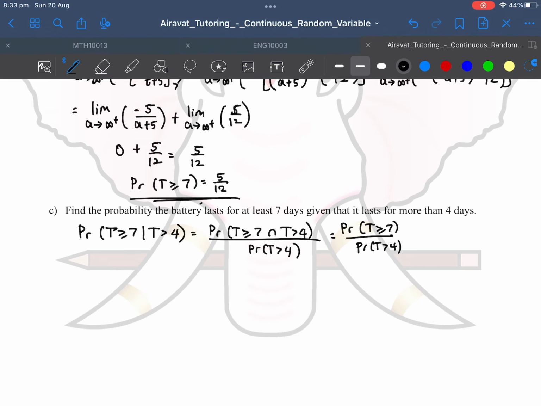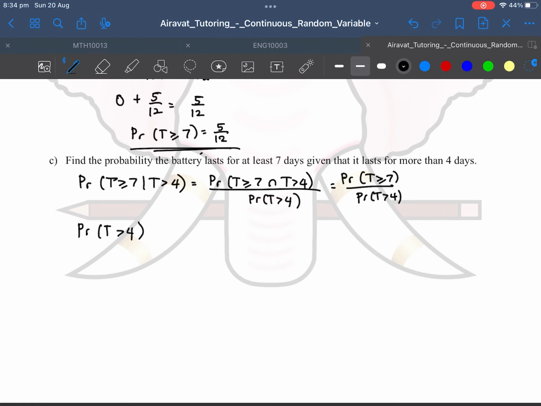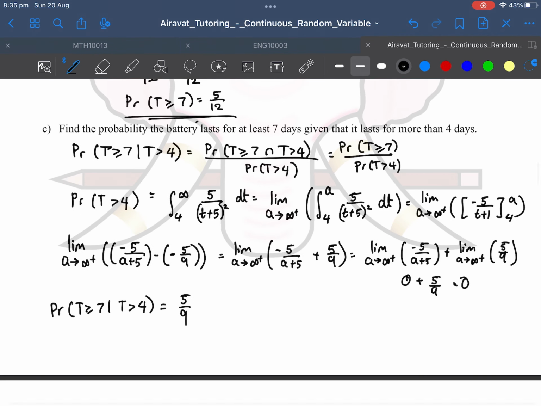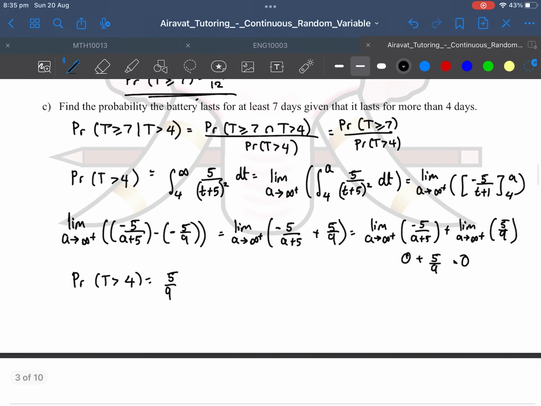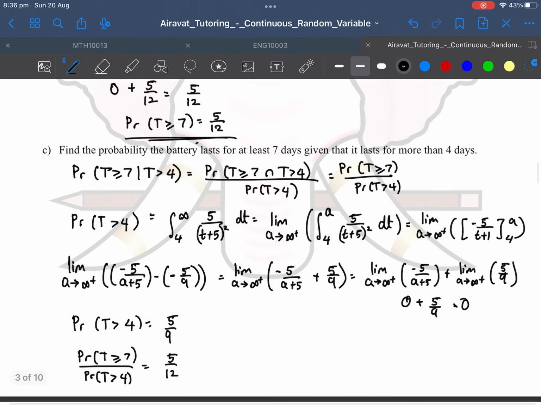Now I'm just going to fast forward it because I've already shown you how to do integrals that go to infinity. So I hope that you're fine with it now. I'm just going to fast forward as I do my calculation. The probability of t greater than 4 is equal to 5 on 9, and so we just have to divide. So the probability of t greater than or equal to 7 is 5 on 12, as we found over here, divided by 5 on 9, and that's going to give us 3 on 4.